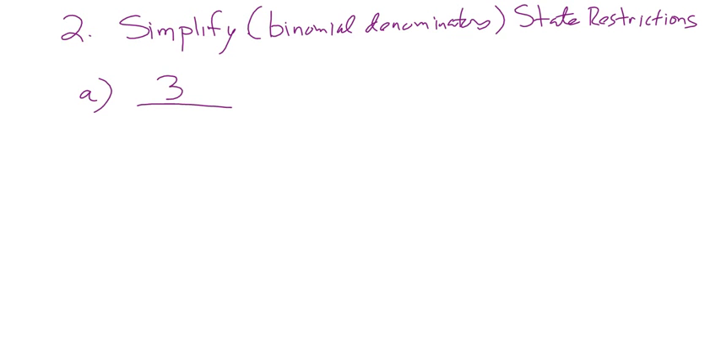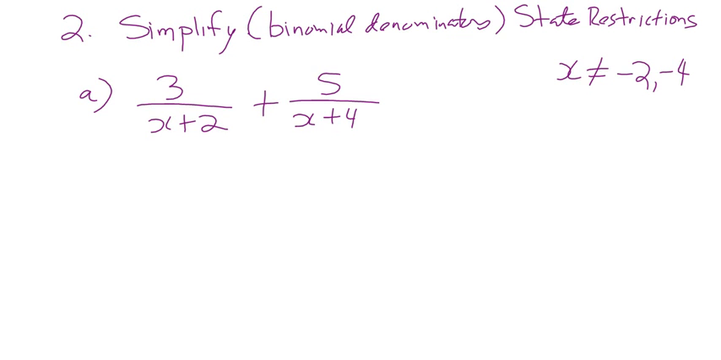3 over x plus 2 plus 5 over x plus 4. Okay, is there anything to factor? Because that's step 1, right? Factor. What would you factor? There's nothing, right? It's just x. So no, there's nothing to factor. State restrictions. What can't x be? Minus 2 and minus 4.